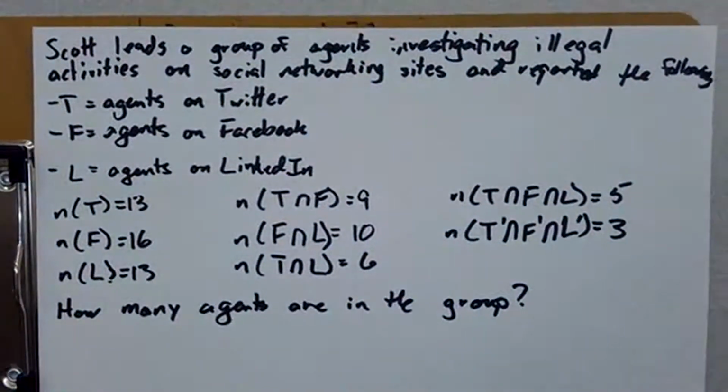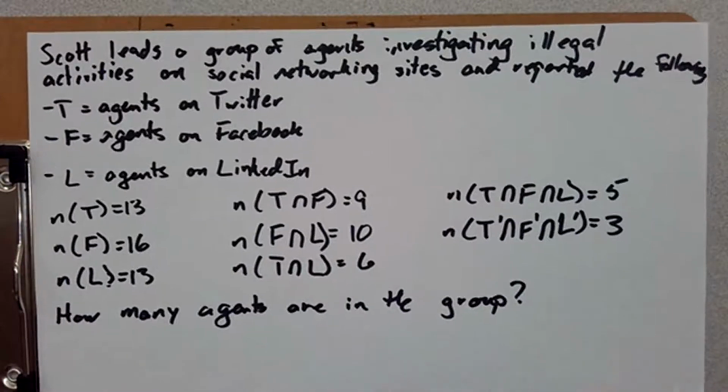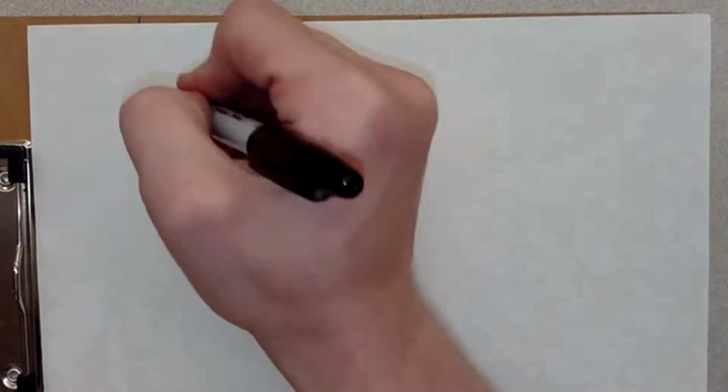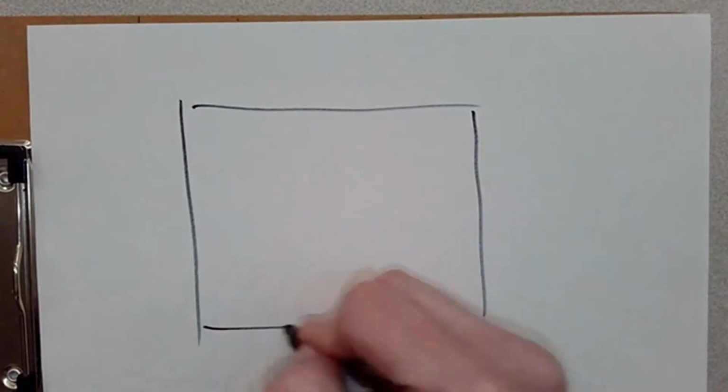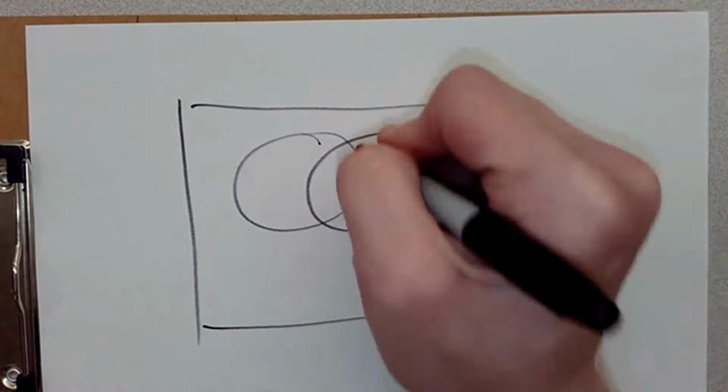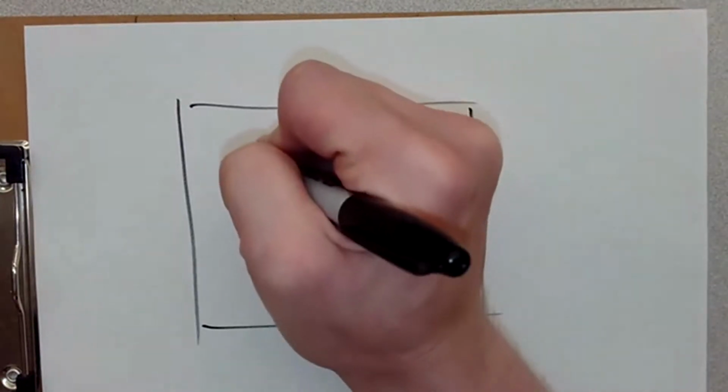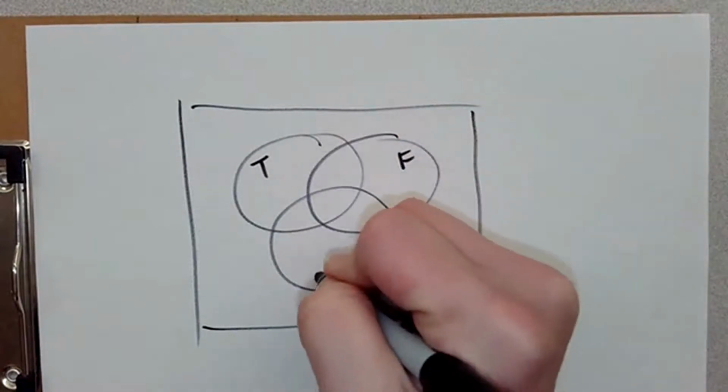This next one is more complicated. We're given a bunch of information about a group of agents investigating illegal activities on social networking sites. We've got agents on Twitter, agents on Facebook, and agents on LinkedIn, and we want to know how many agents there are total, which is not the easiest question to answer. So what we'll do is we'll make a Venn diagram and we'll figure it out. So this is Twitter, this is Facebook, and this is LinkedIn.